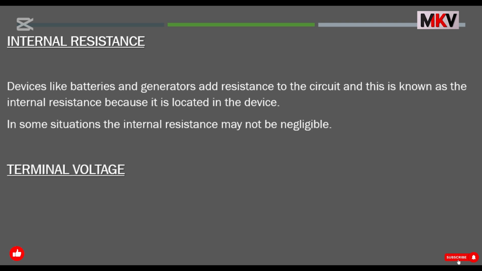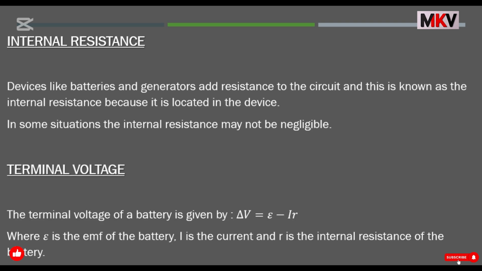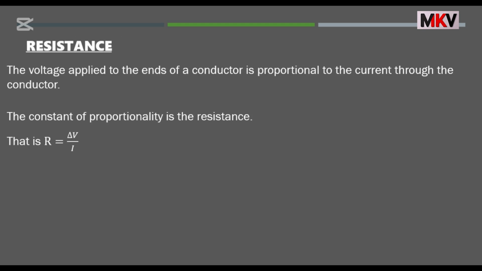Now we also have terminal voltage. The terminal voltage of a battery is given as change in V equals EMF minus current times internal resistance. So when you are asked to find the terminal voltage of a battery, it is given as the EMF of the battery minus the current times the internal resistance of the battery, and this gives the terminal voltage.